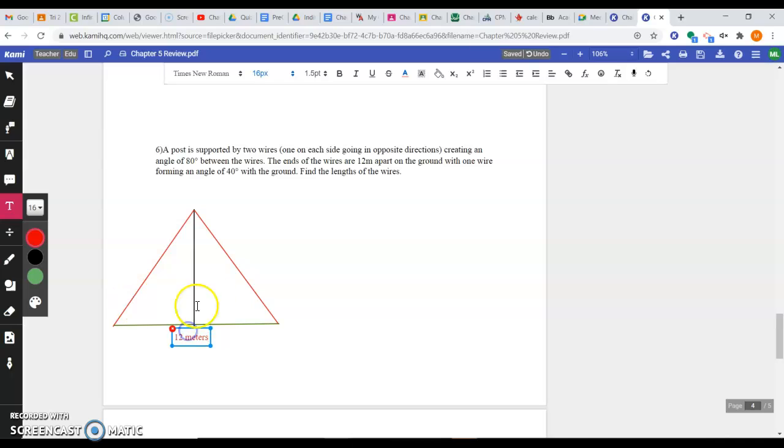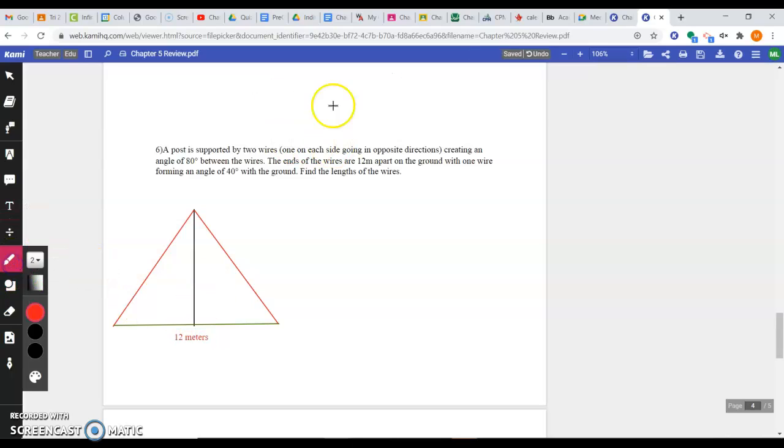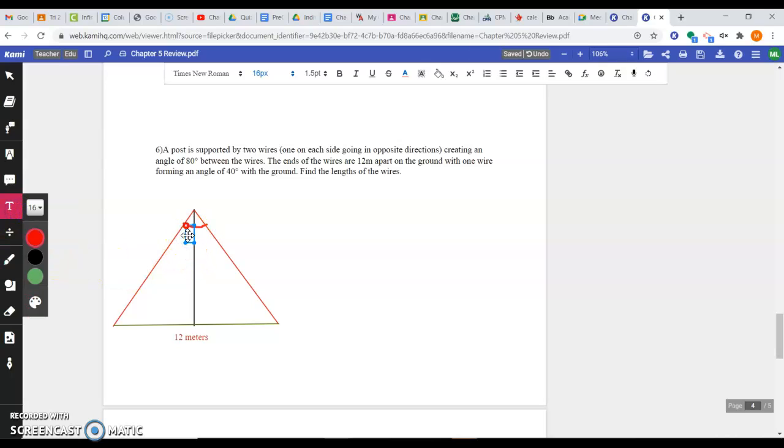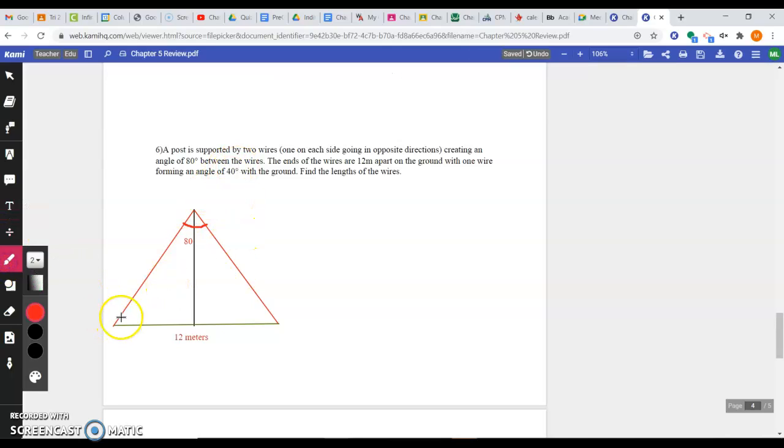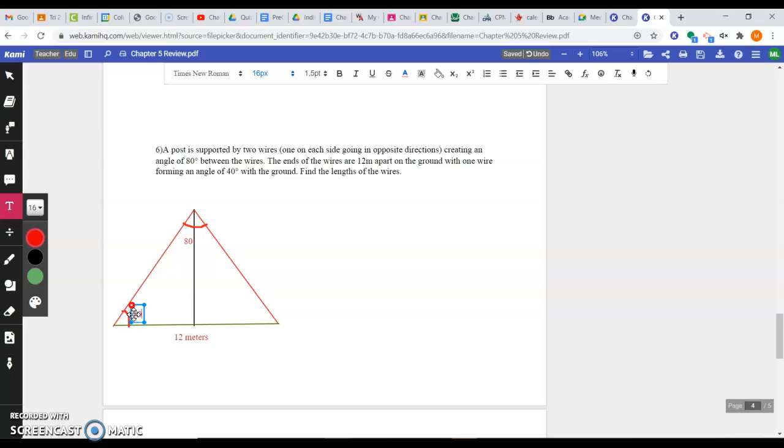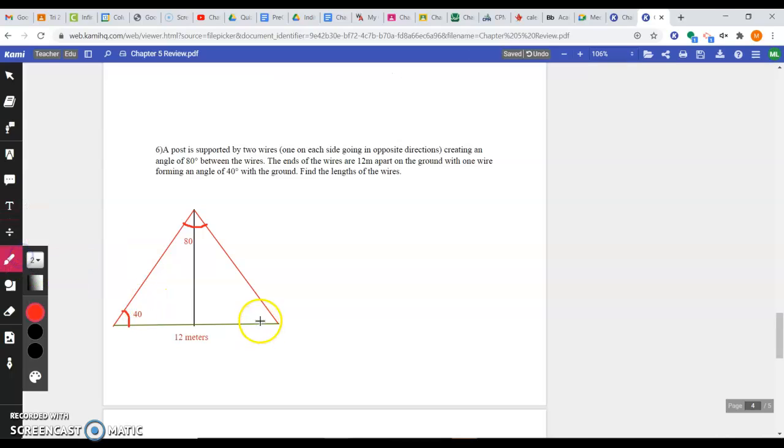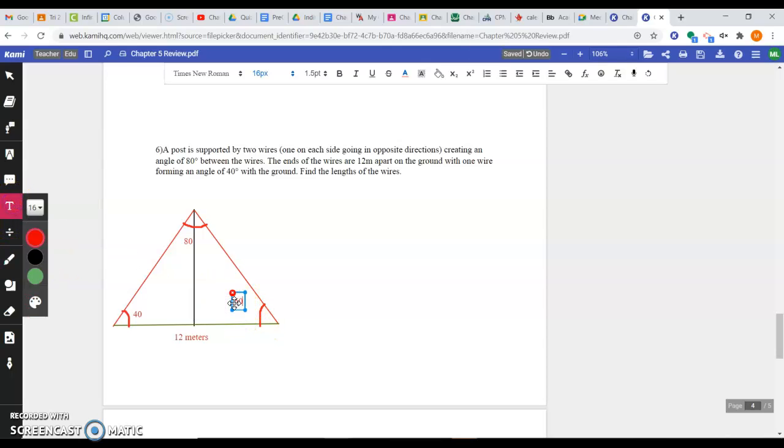So the base, the ground here, is 12 meters. I know that the angle between the 2 wires, this angle right here, is 80 degrees. And I know that one of the wires forms a 40-degree angle with the ground, and because it's a word problem that we're drawing out, we get to choose, and I'm going to choose this to be my 40-degree angle. The triangle sum theorem then tells me that this angle over here would be 60, which will come into play during this problem at some point.